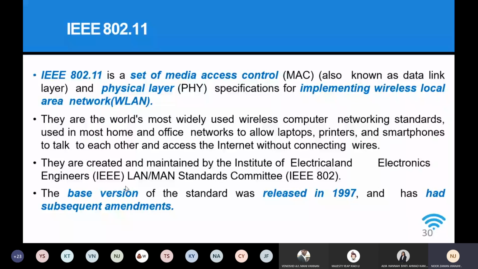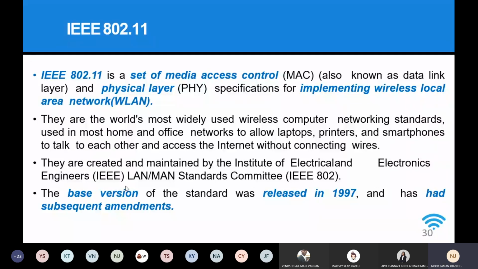It is also known as the data link layer. After the physical link comes the data link layer, the second one. So the MAC is the second layer, the data link layer, and the physical layer is the first layer, with specifications for implementing the wireless local area network. This IEEE 802 is implemented for the first two layers, the physical and the data link layer. 802.11 is the world's most widely used wireless computer networking standard. These standards were released in 1997 and so on.